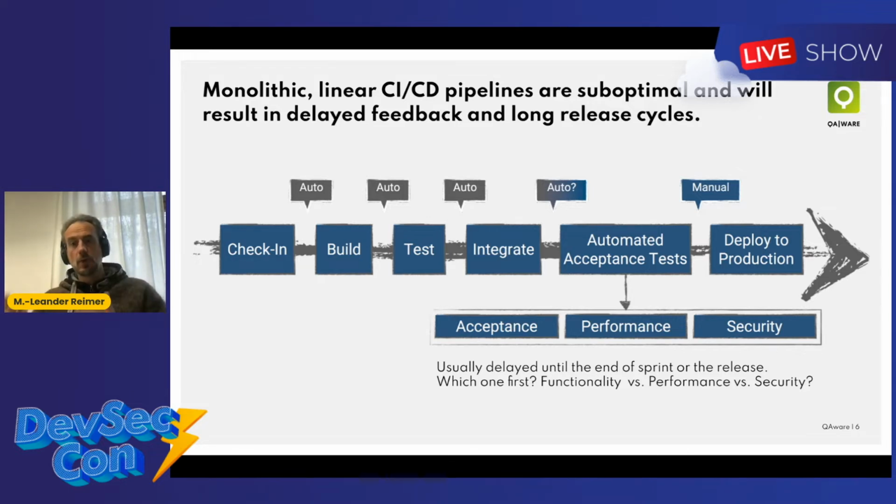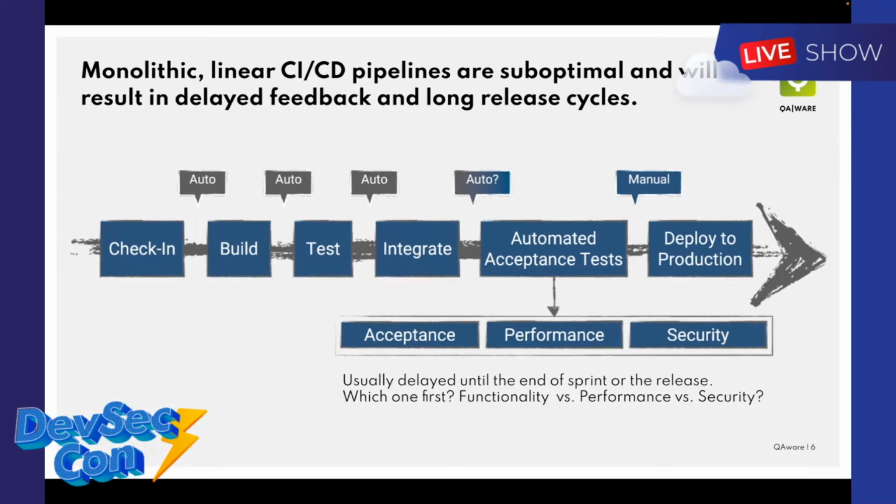So what do people do? Well, let's not integrate it into the pipeline. Let's take it out. Big promise: we will do it at the end of the sprint or at the end of the release. Then we do our security tests. But guess what? Then usually they are forgotten, and those tests are not run.